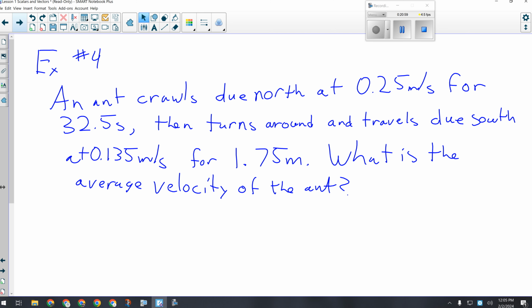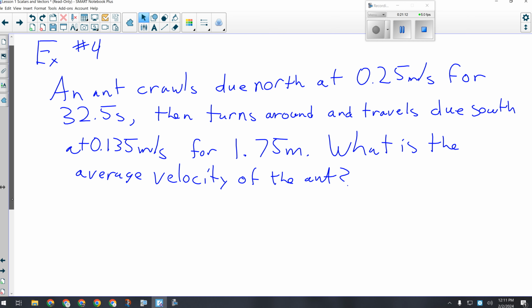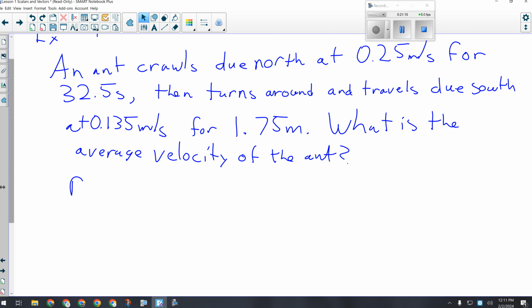Okay, that would be about as tricky as they would get. Okay, I'll give you a few minutes on that one. So same as the other ones, we've got a question here that has two different parts. The ant is going two different directions at two different velocities. Okay, so we're gonna go with part one.